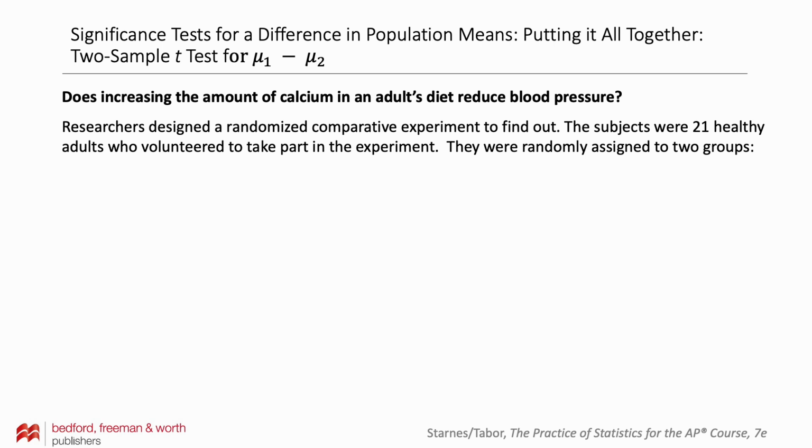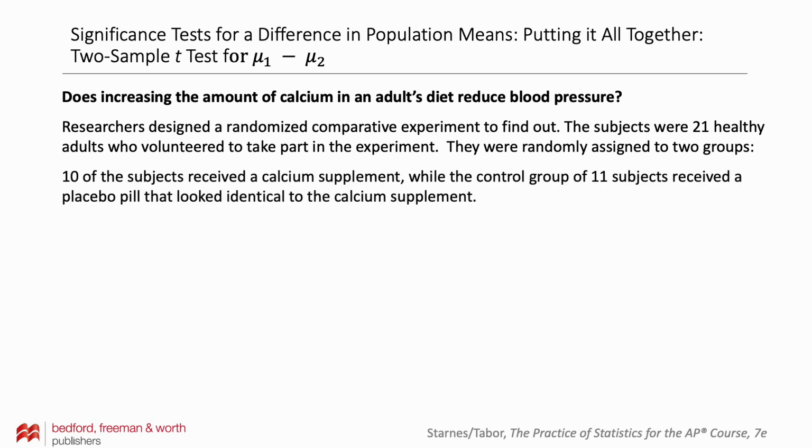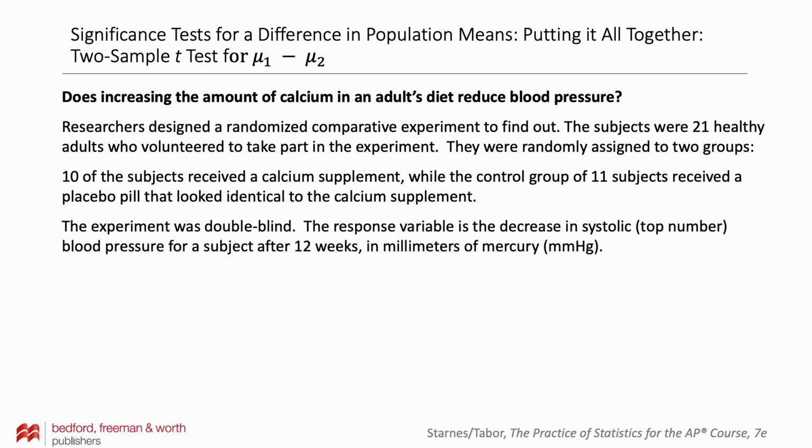Now, does increasing the amount of calcium in an adult's diet reduce blood pressure? So researchers designed a randomized comparative experiment to find out. The subjects were 21 healthy adults who volunteered to take part in the experiment. They were randomly assigned to two groups. 10 of the subjects received a calcium supplement, while the control group of 11 subjects received a placebo pill that looked identical to the calcium supplement.